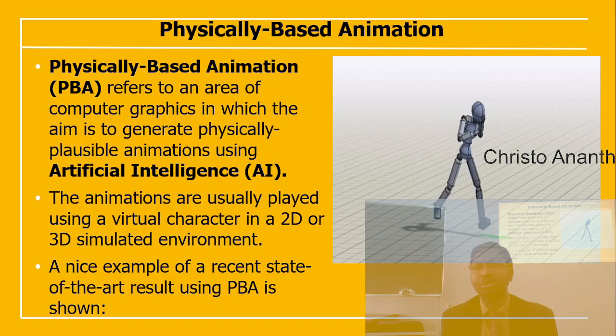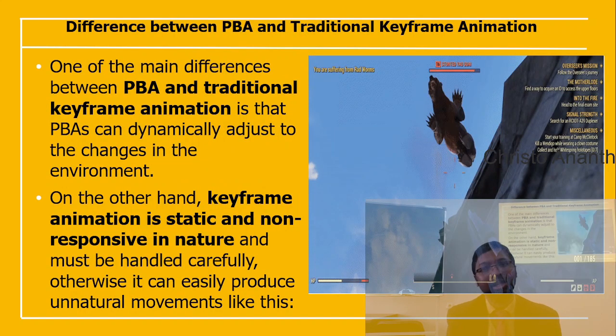The animations are usually played using a virtual character, a virtual character in a 2D or maybe 3D simulated environment. An example of the recent state-of-the-art result using physically based animation is given. That is how you explicitly define when we walk. Maybe the block will hit and again it will go on to run.